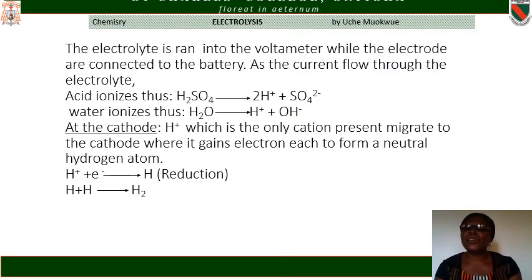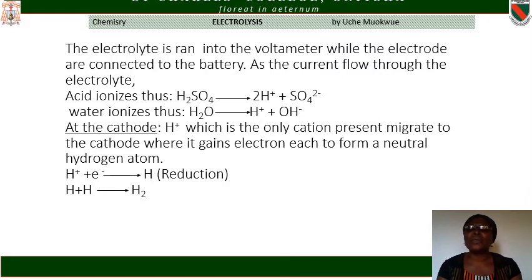Now, during this electrolysis, the electrolyte is run into the voltameter while the electrodes are connected to the battery. As current flows through the electrolyte, the acid ionizes. Look at the reaction equation on the screen. H2SO4 will ionize into two hydrogen ions and one tetraoxosulfate(VI) ion. The water into which the acid is dissolved will also ionize into hydrogen ion and hydroxide ion.